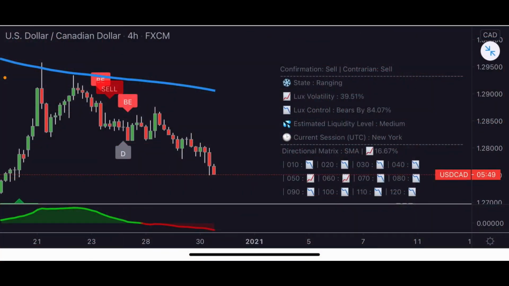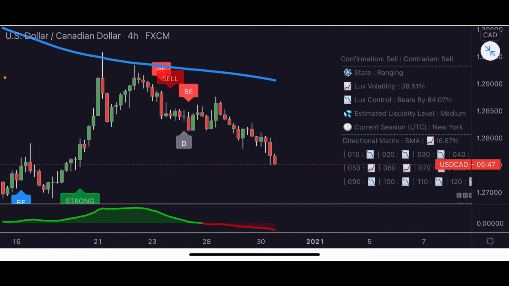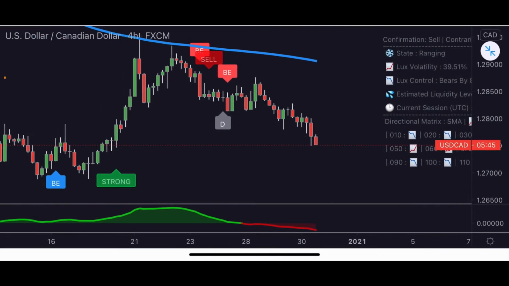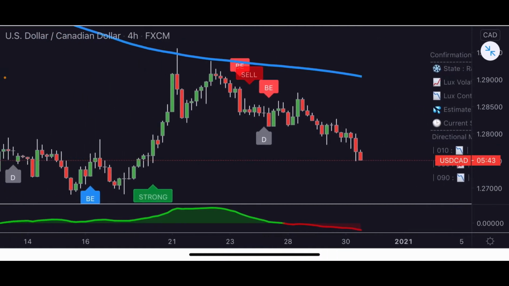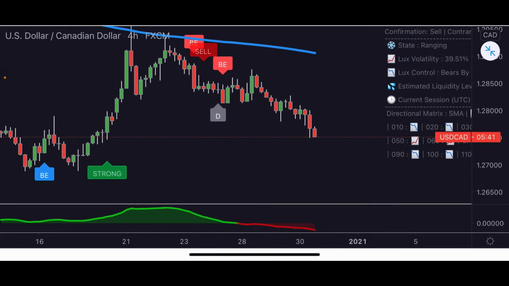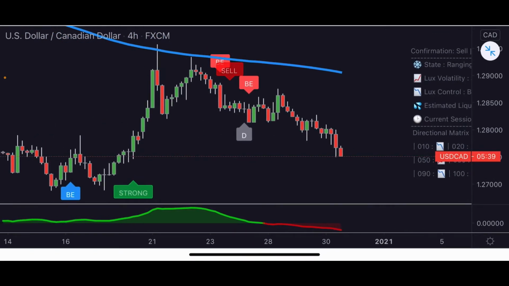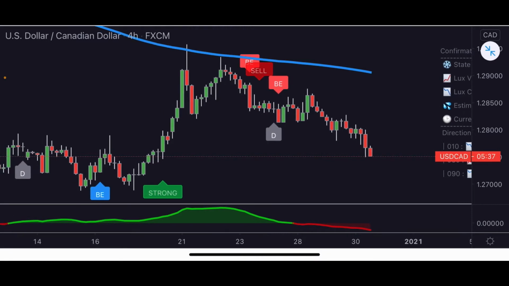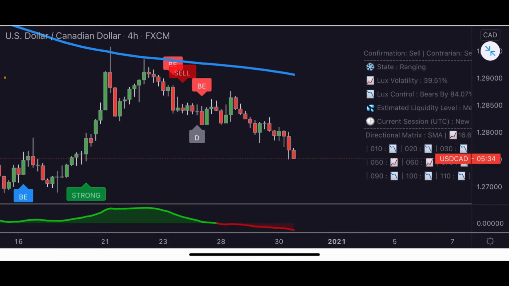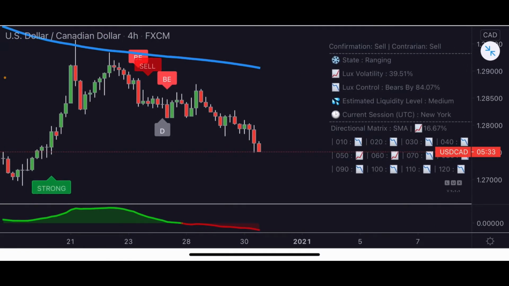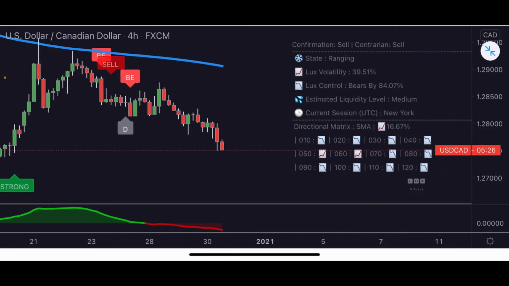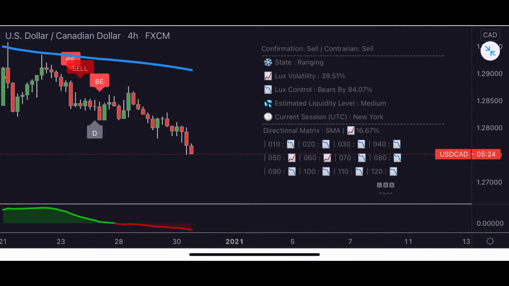All right, y'all. I want to give you the explanation, or should I say, why I lost on the USD CAD. I'm going to show you why right now, and show you what this is. This is one of my other software systems that I use, and basically it tells me what the market is doing and what the market is going to be doing in the future, like a technical analysis. So what you're looking at here, the bears are in control by 84%.